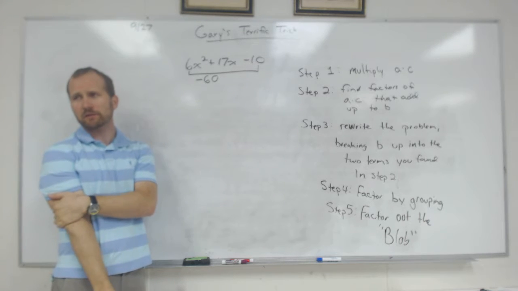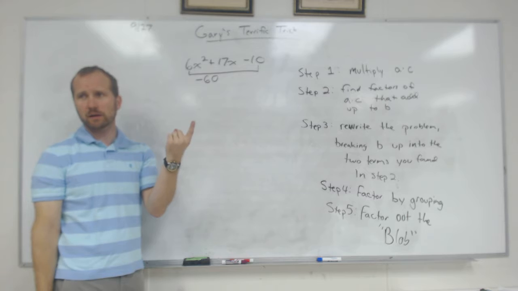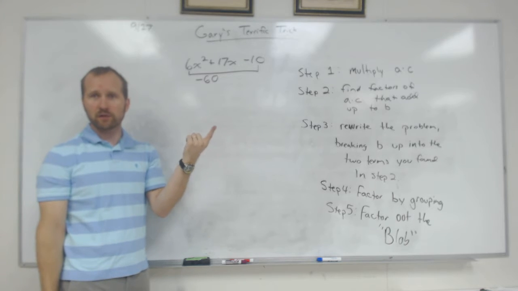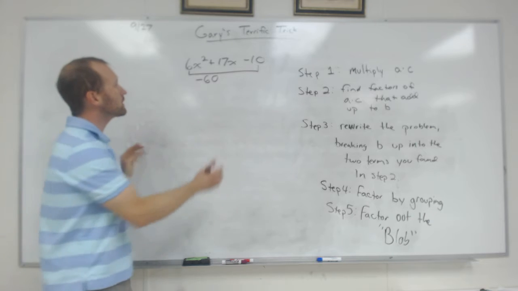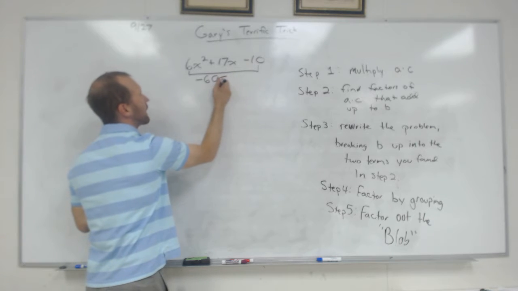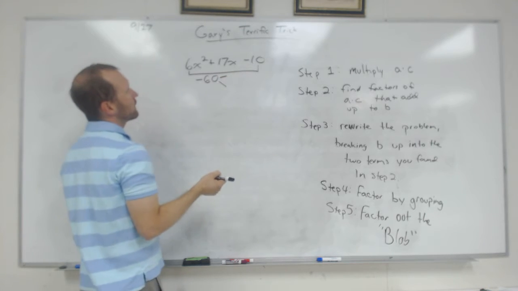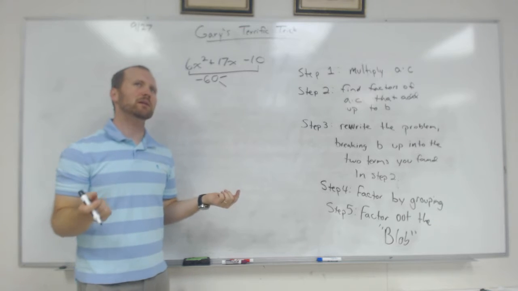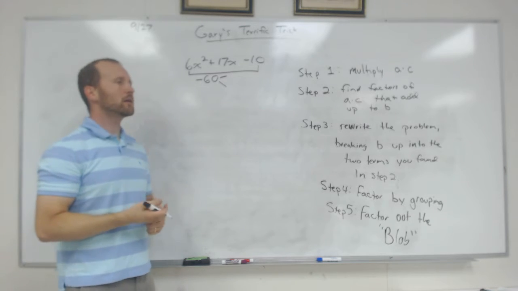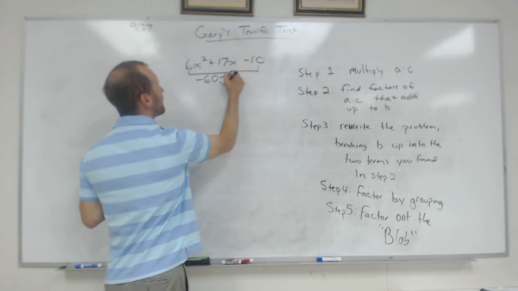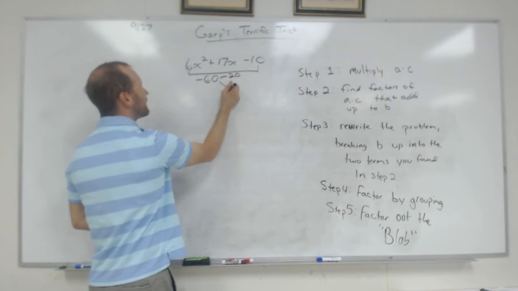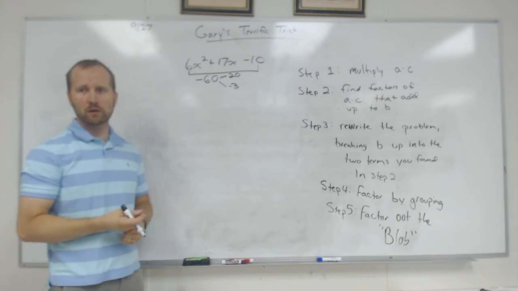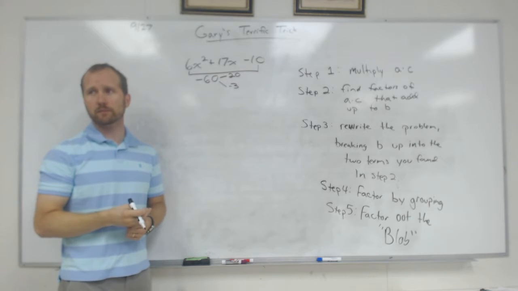What do I know about those factors? One is going to be negative and one is going to be positive, right? So what are some factors of negative 60 that add up to 17? Negative 60 and 1 would be negative 59. 20 and 3, that equals 23. 20 and negative 3.